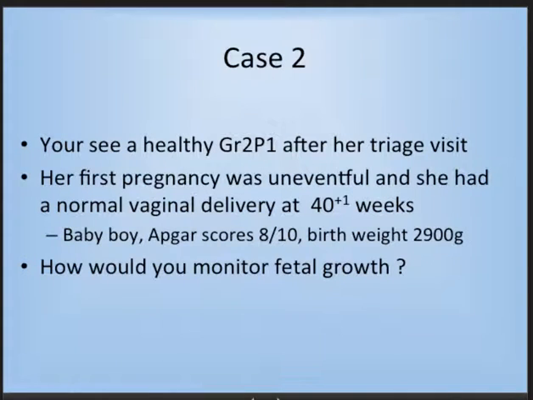Case 2. You see now in your antenatal clinic a pregnant lady. She's healthy, G3 P2, after her initial visit, her triage visit. Her first pregnancy was uneventful. She had a normal vaginal delivery at 40 weeks and 1 day, and a baby boy was born with good Apgar scores and a birth weight of 2.9 kilos. How would you monitor her fetal growth?